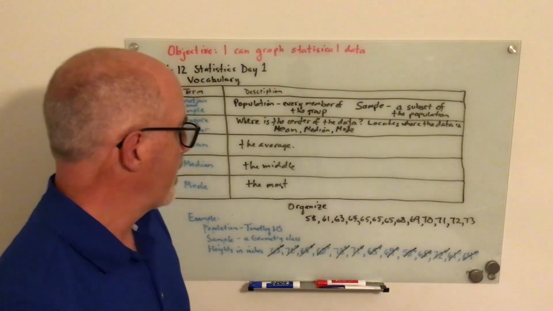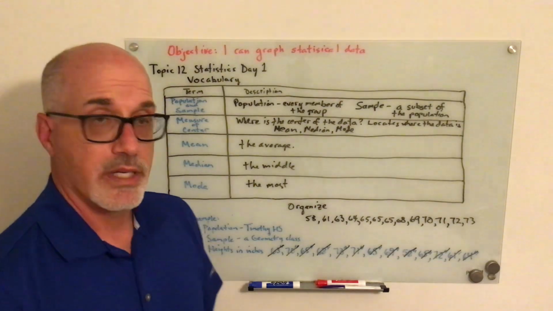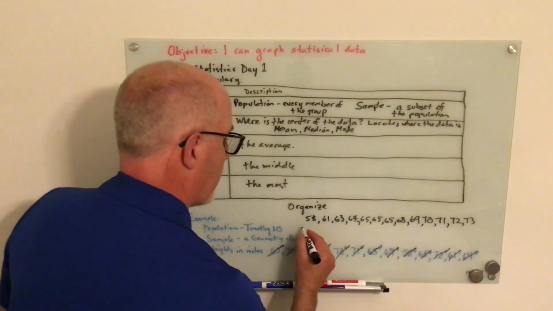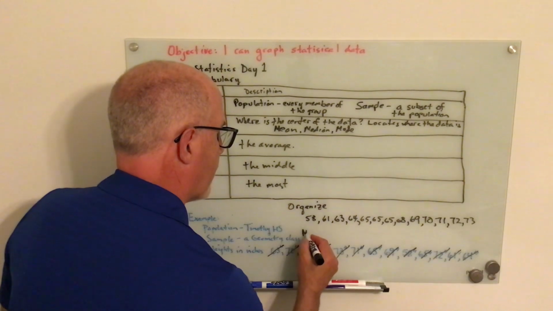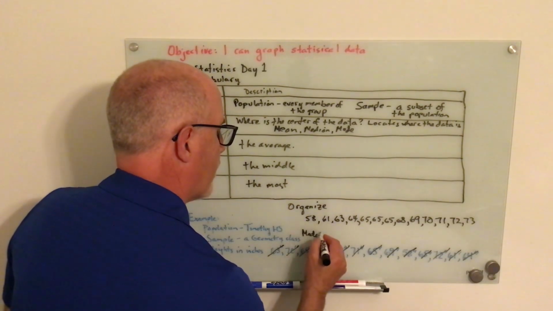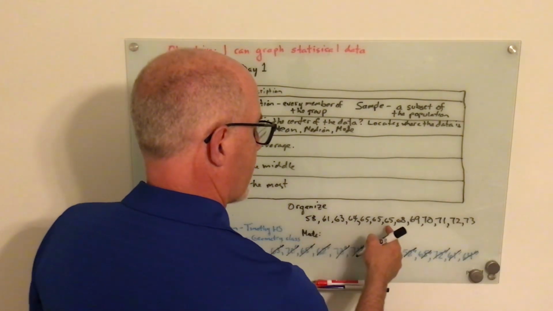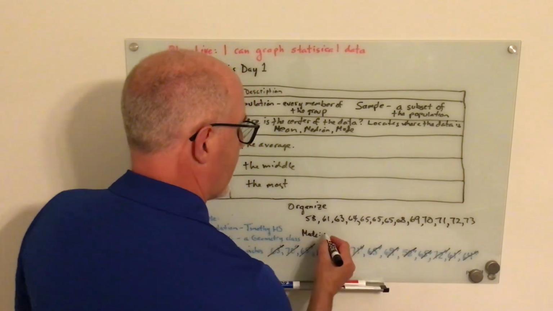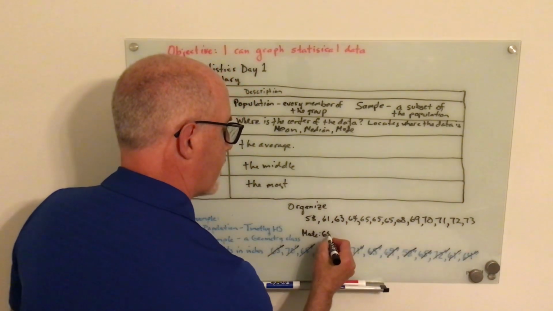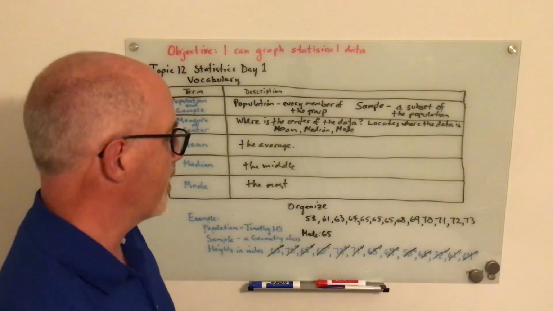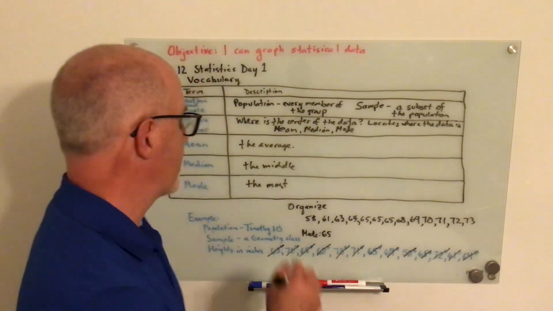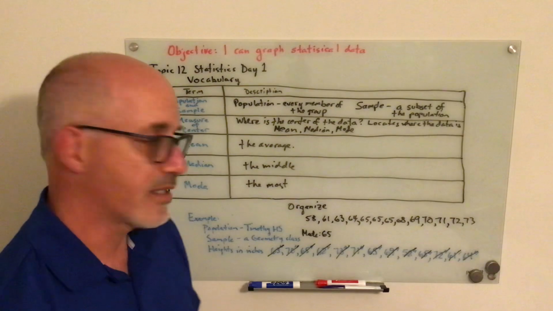All right, now let's do the easiest one here. It looks like the easiest one is going to be mode, because if you look at the mode, it is what are the ones that are listed the most. Notice these 3, there's 65 listed 3 times, nothing else is repeated. So the one that happens the most is 65.